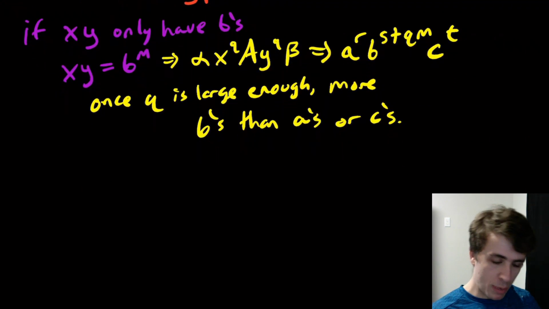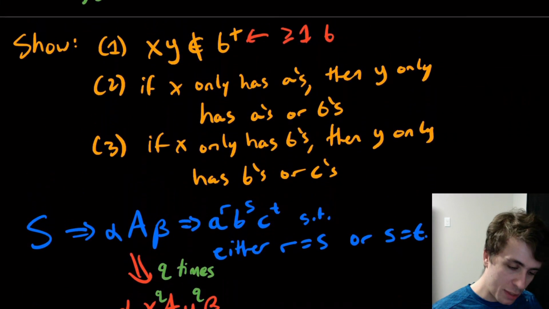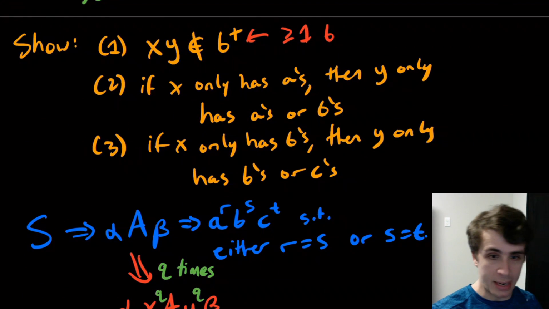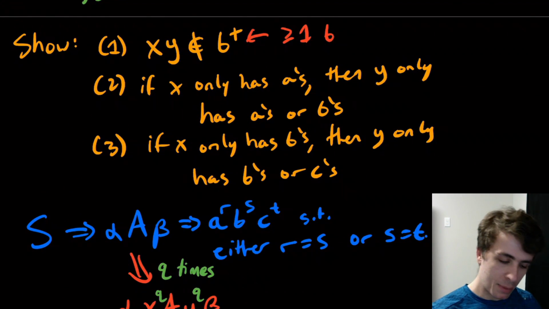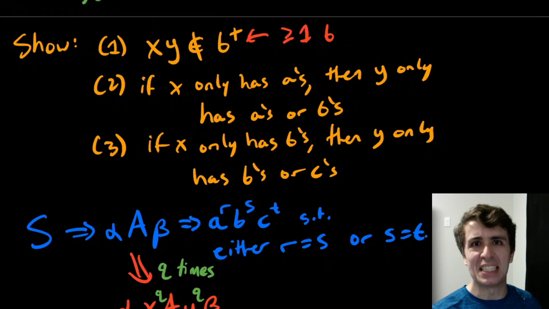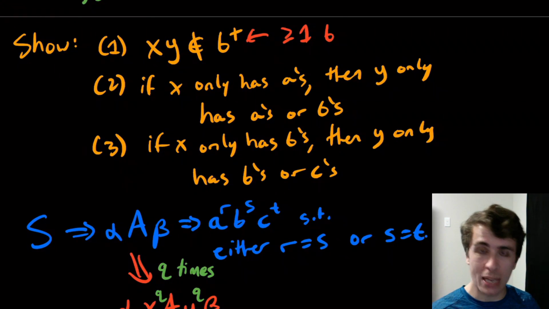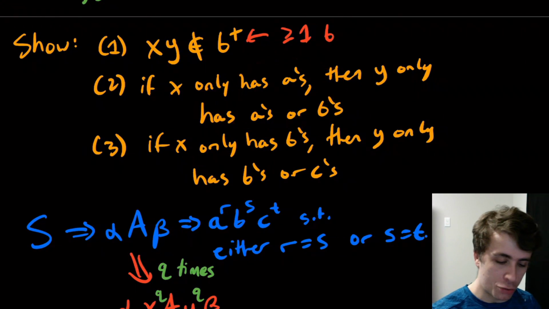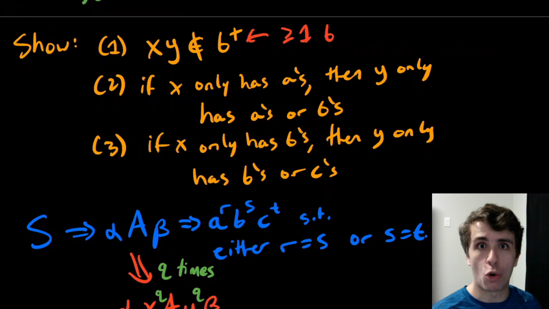Now let's look at the other property right here. Let's suppose that X only has A's and Y only has C's, because of course it can't be a mix. So let's say that X only has A's, and this is not true, that Y has only C's in it.